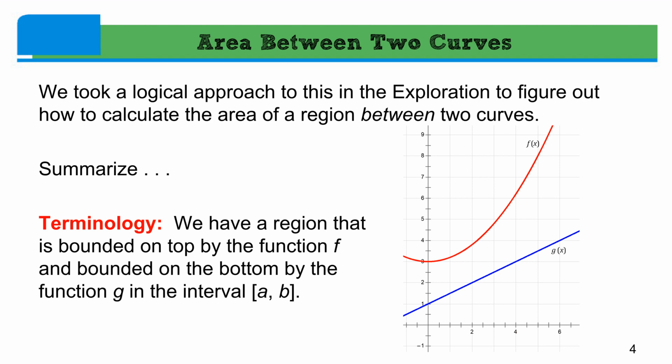Now, this phrase, a region bounded by, shows up a lot. If I look at those two curves, that parabola and that line, there is no bounded region. A bounded region has to have a finite amount of area. There's no finite area there. It just keeps going on and on and on.